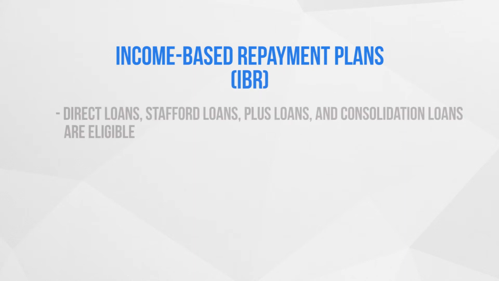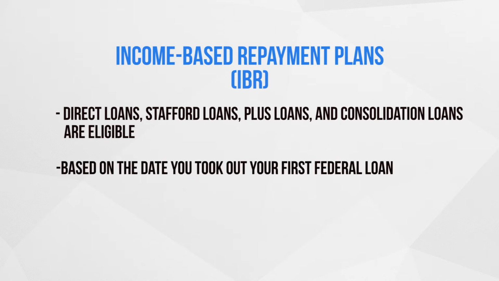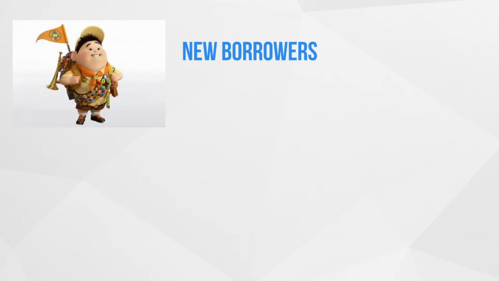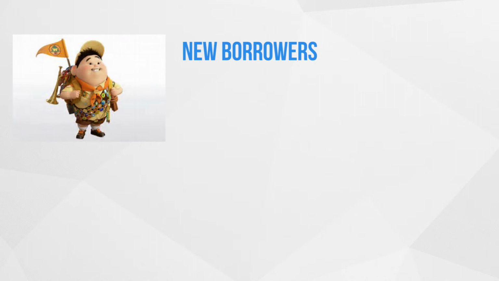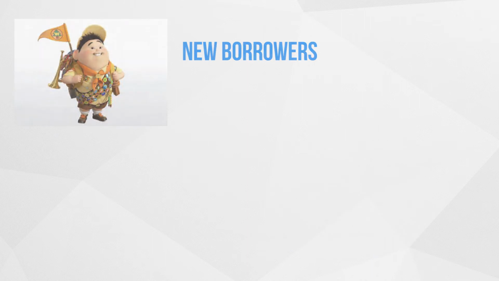Direct loans, Stafford loans, PLUS loans made to students, and consolidation loans are all eligible for the IBR. The stipulations of this plan are based off of the date you took out your first federal loan, and that date determines whether you're considered a new borrower or an old borrower. New borrowers took out their first federal loan on or after July 1st, 2014. So if you took out your first loan before then, you are an old borrower, and those 2 categories decide a lot about how this plan works.